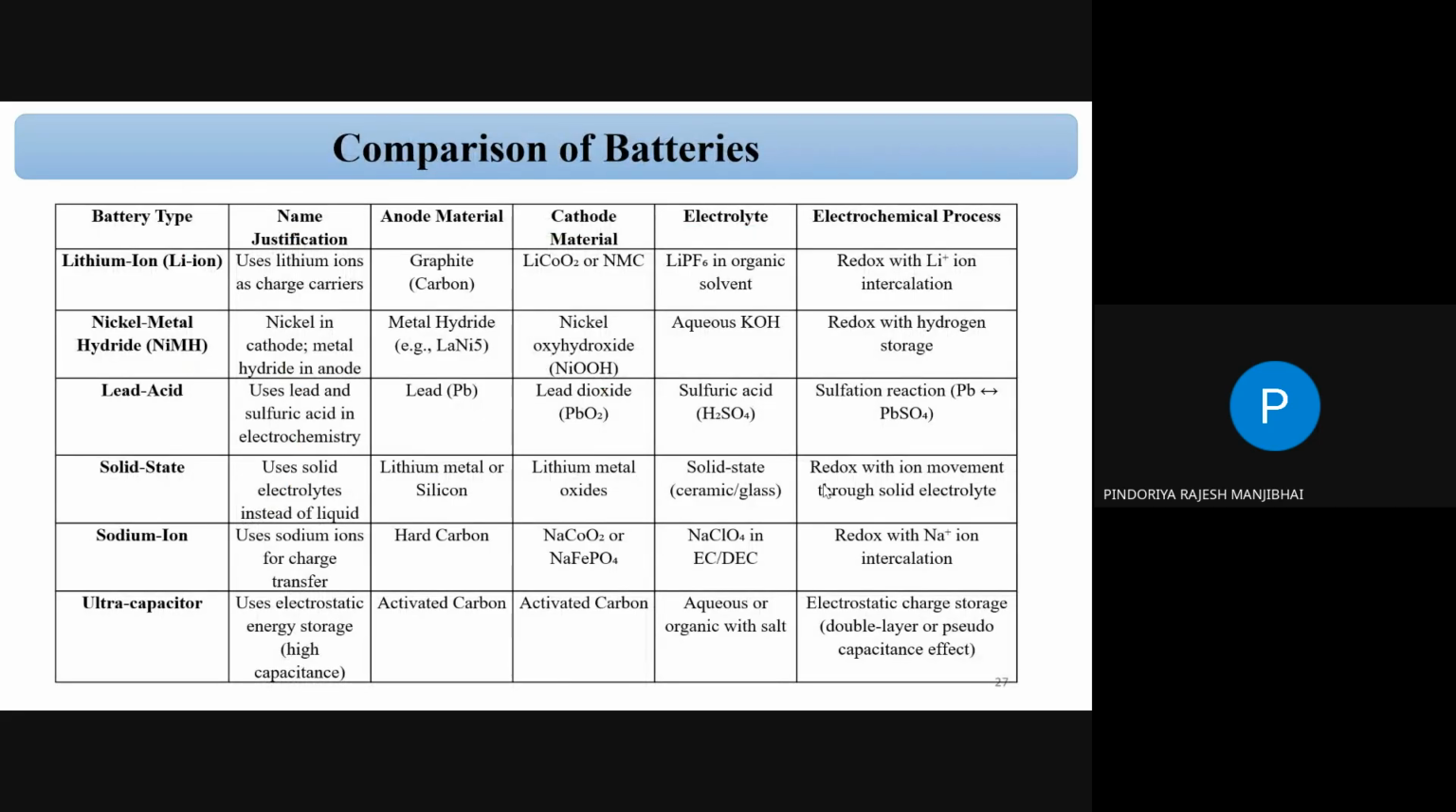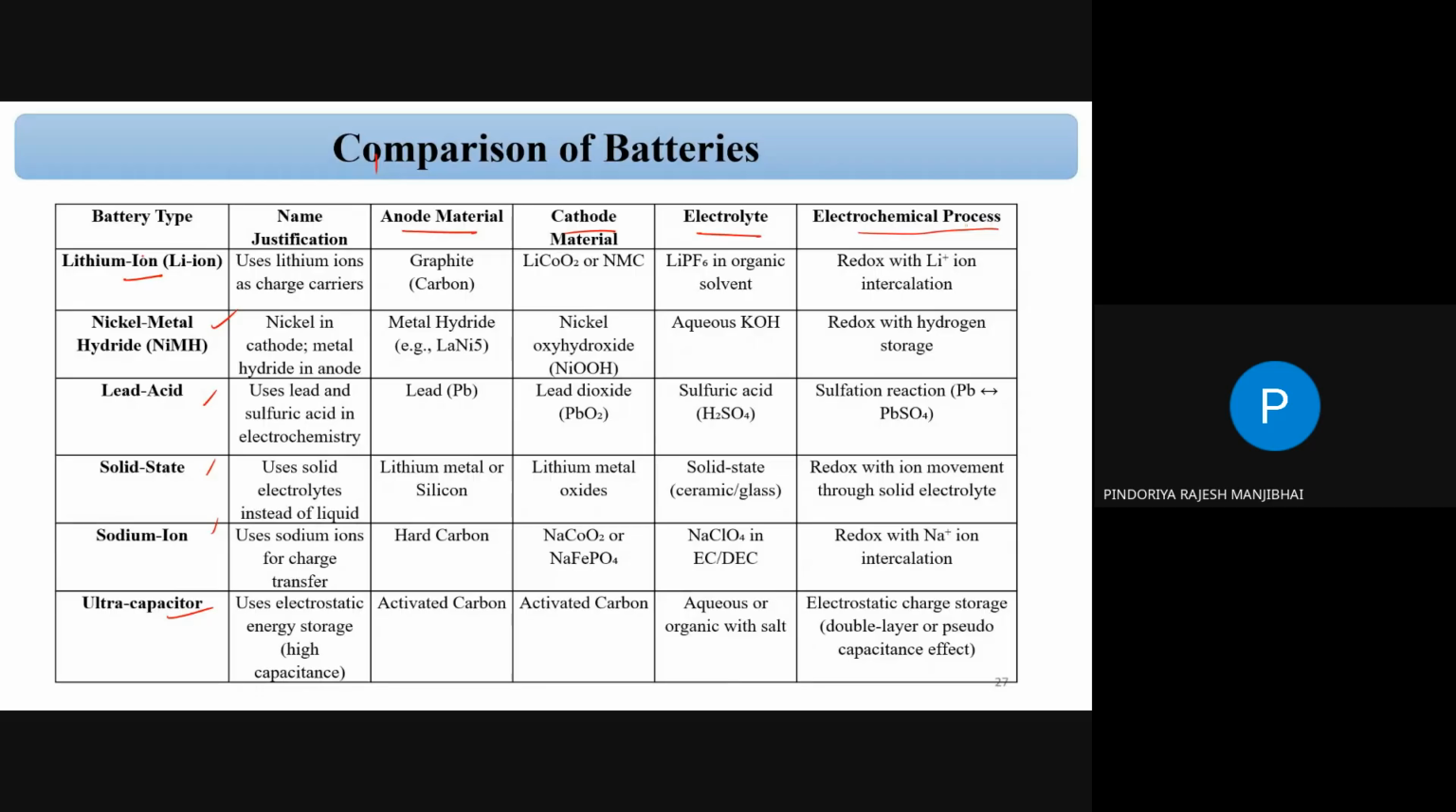Yes, so you can see the different types of battery: lithium ion battery, NiMH, lead acid, solid state, sodium ion, and ultracapacitor. We have to see the anode material and cathode material, electrolyte, and electrochemical process. So you can go through this table.